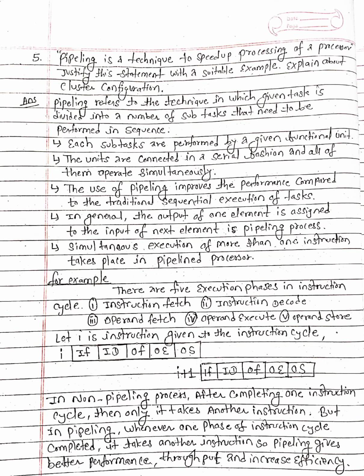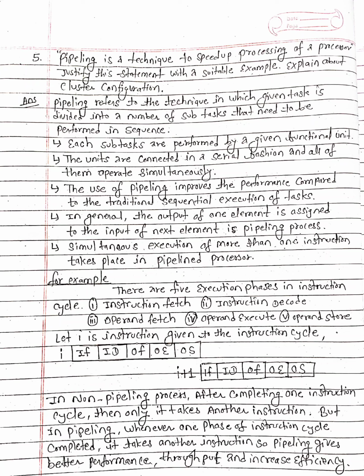need to be performed in sequence. Each subtask is performed by a given functional unit. The units are connected in a serial fashion and all of them operate simultaneously. The use of pipelining improves the performance compared to the traditional sequential execution of tasks. In general, the output of one element is assigned to the input of the next element in the pipelining process.